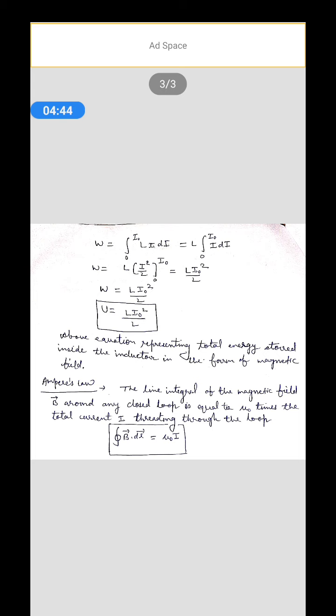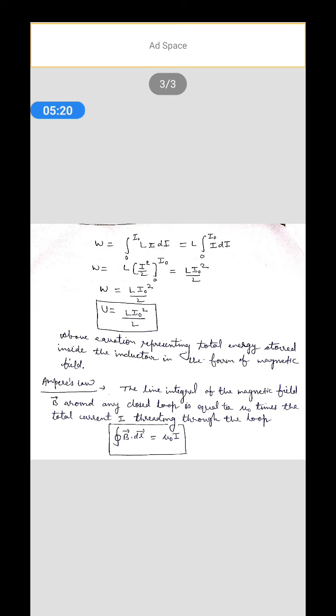Ampere's law. What is Ampere's law? The line integral of the magnetic field B around any closed loop is equal to mu naught times the total current I threading through the loop.